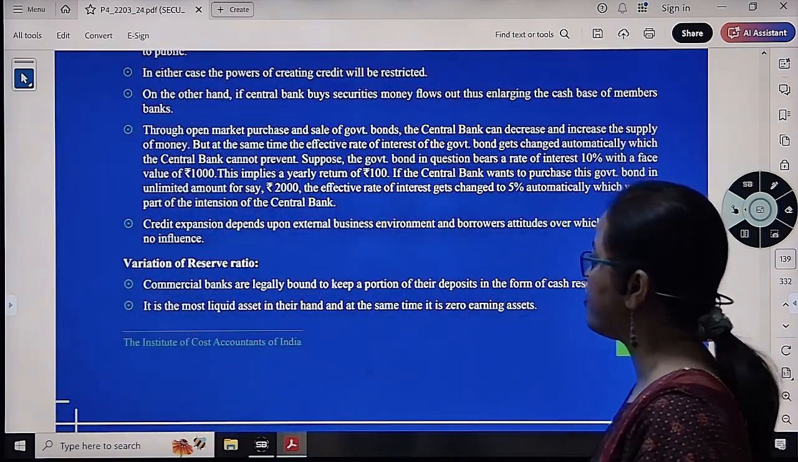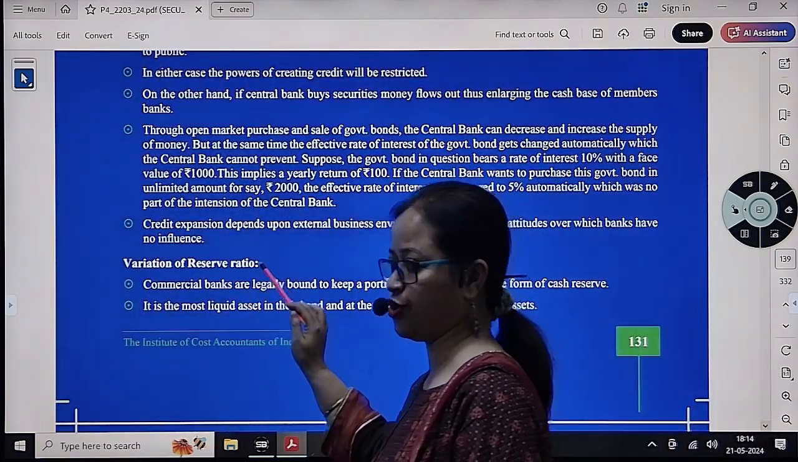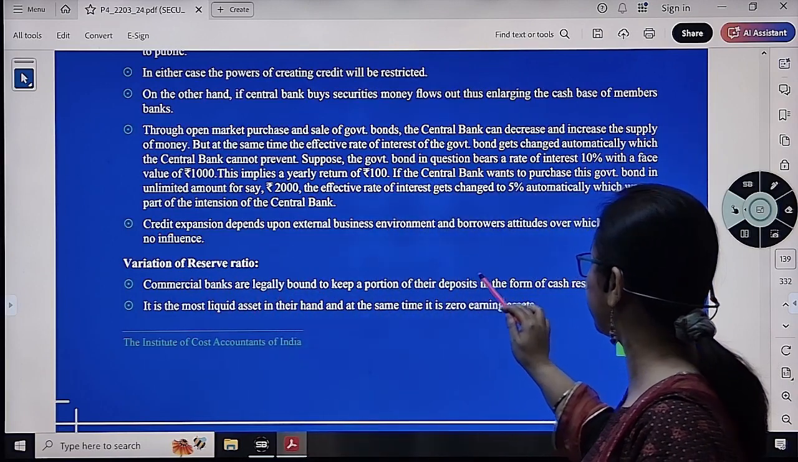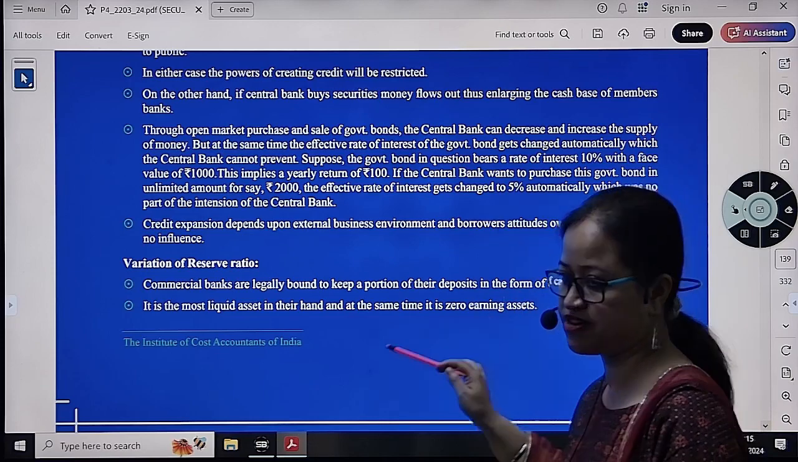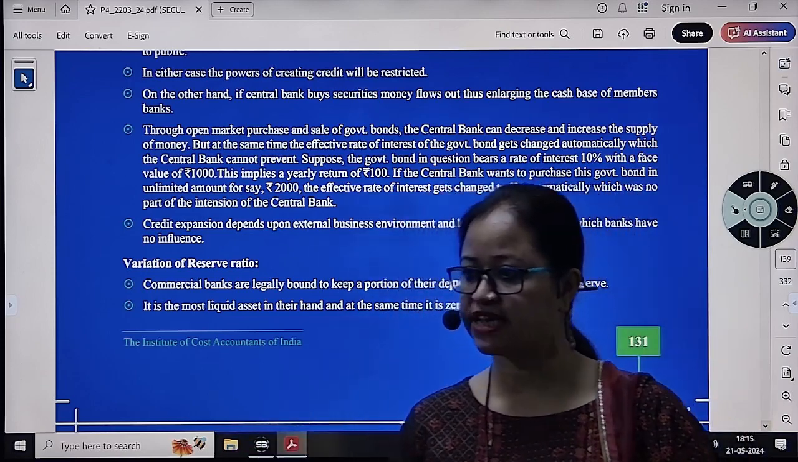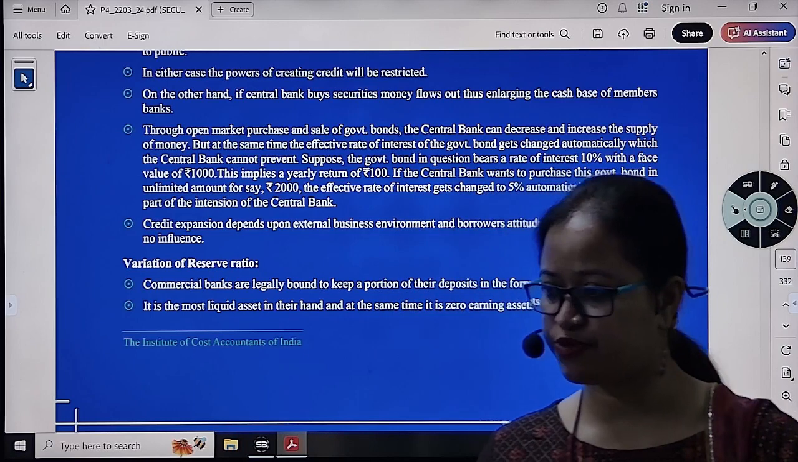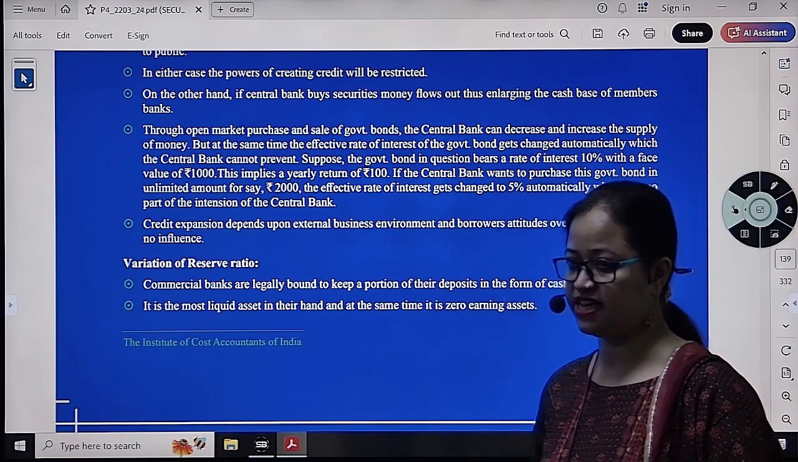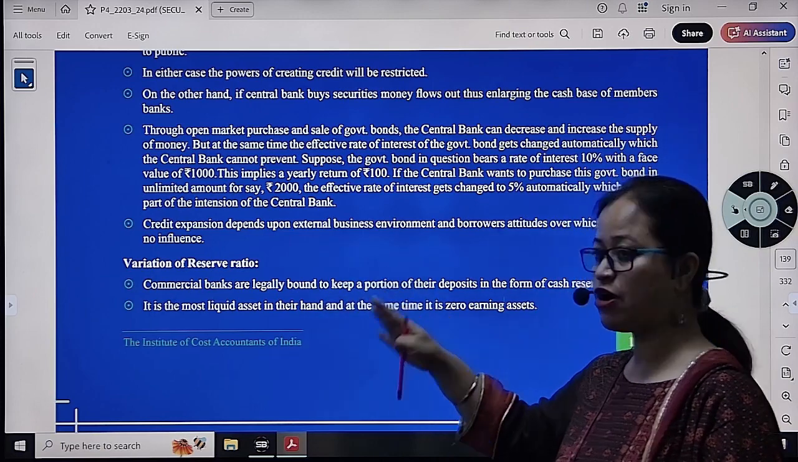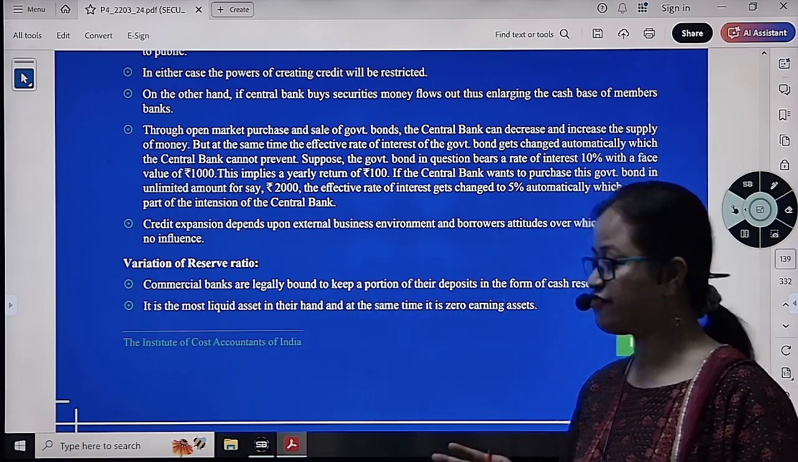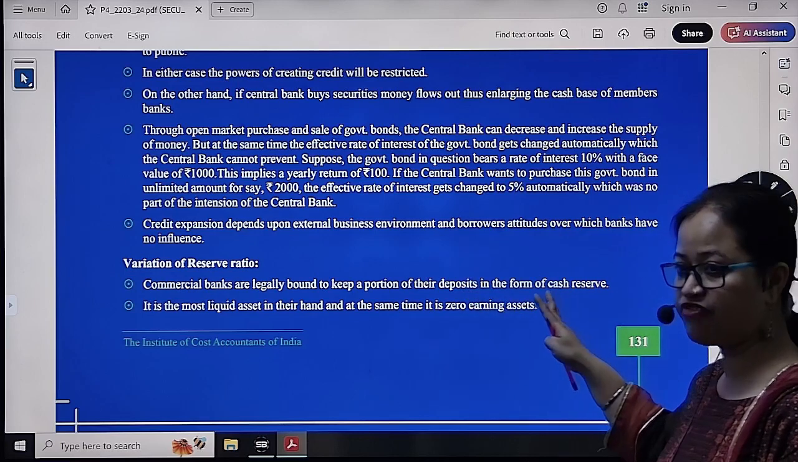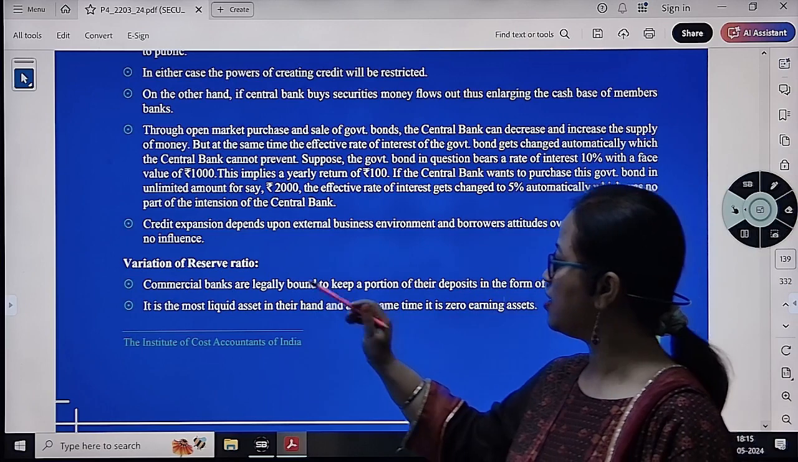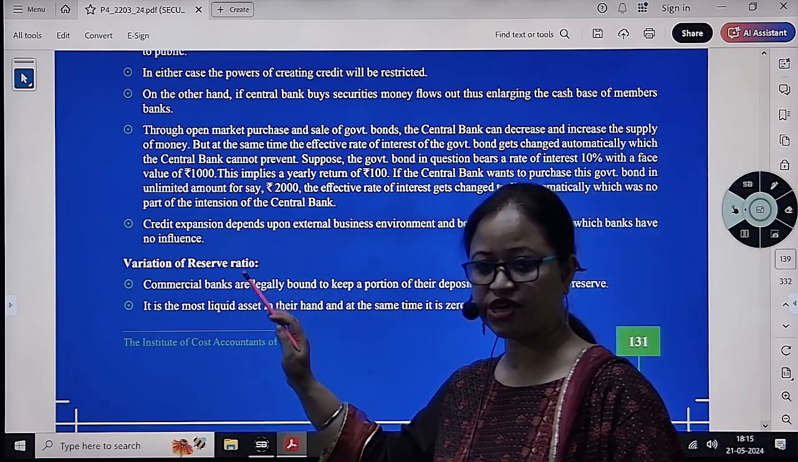Now next is variation of reserve ratio. Commercial banks are legally bound to keep a portion of their deposits in the form of cash reserve. All the commercial banks in India, as we are talking about India, are compulsorily, legally bound to keep a portion of their deposits in the form of cash reserve with the central bank. So that is called the reserve ratio, the cash reserve ratio.